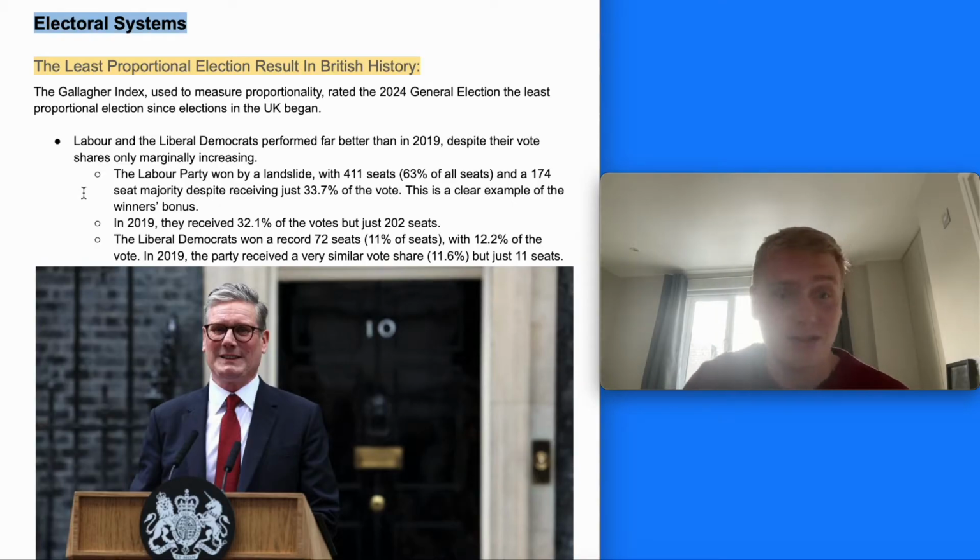Similarly, you look at the Lib Dems. The Lib Dems had pretty much exactly the same vote share. They got 12.2% in 2024, which is only marginally up from the 11.6% that they got in 2019.